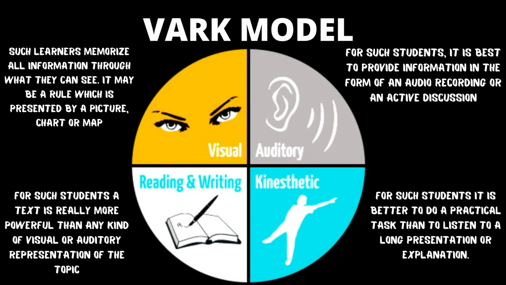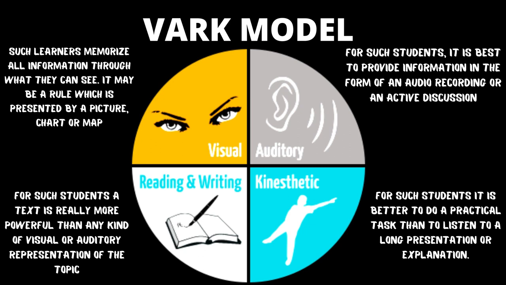Now we are going to describe types of learners according to the VARK model. The first and most common type of learners is visual, or in other words spatial. Such learners memorize all information through what they can see. It may be a room presented by a picture, chart, or map. The second type of learners is called auditory or oral. For such students, it is better to provide information in the form of an audio recording or an active discussion.